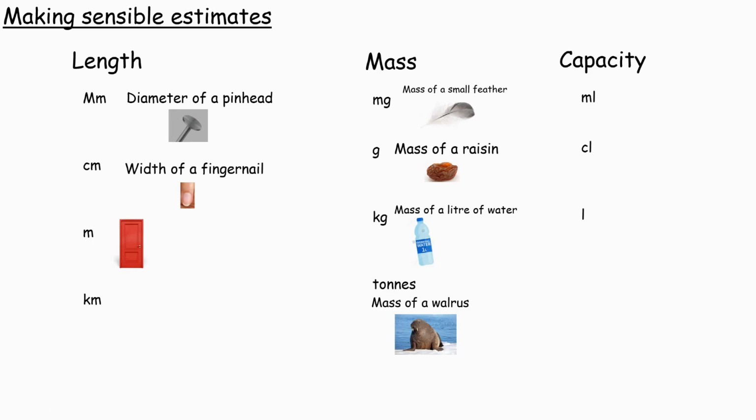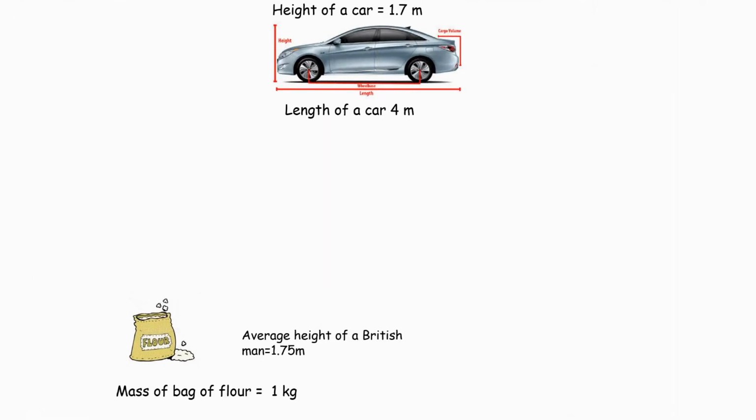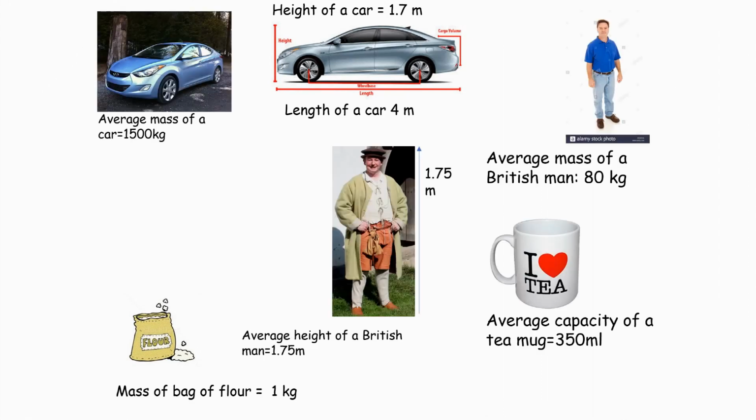In terms of capacity, so volume, a millilitre is the volume of a water drop, and a centilitre isn't particularly used much. It's just 10 millilitres. And a litre bottle, well, we can visualise a litre bottle quite easily. These are some common measurements that we need to know. These are only approximations, but it does help to have a picture in your mind of these measurements.